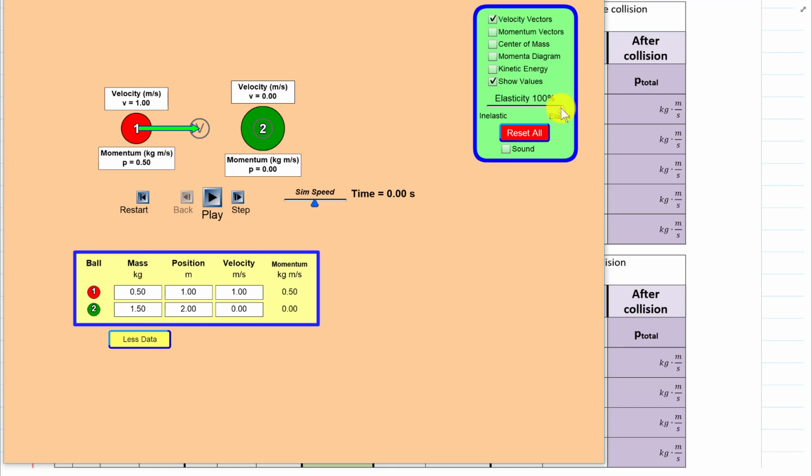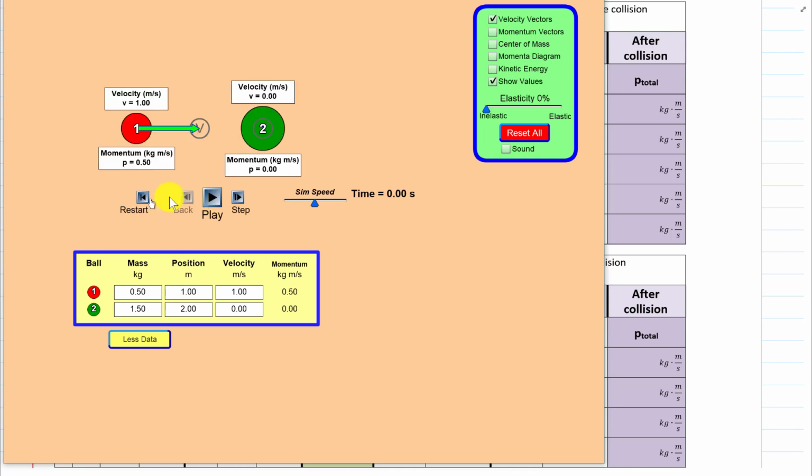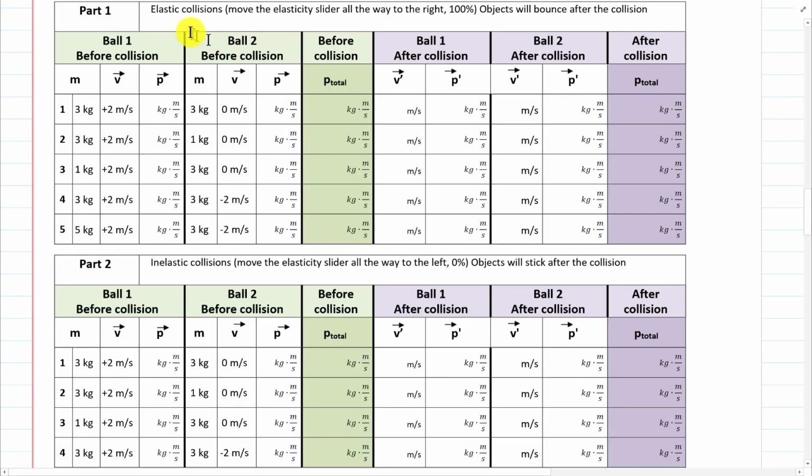We can also check to see if they're going to collide, if they hit each other, and how much they stick to each other. So this is like total sticky here. They're going to stick in. What's going to happen here? Bam. So we're going to play around with it and take a look at what we can do. So we'll start off with 100% elastic because I know the lab. Here it is. It's on your handout. Elastic collisions. Move the elastic all the way to the 100.